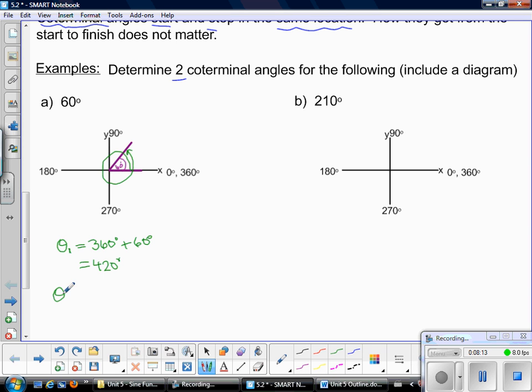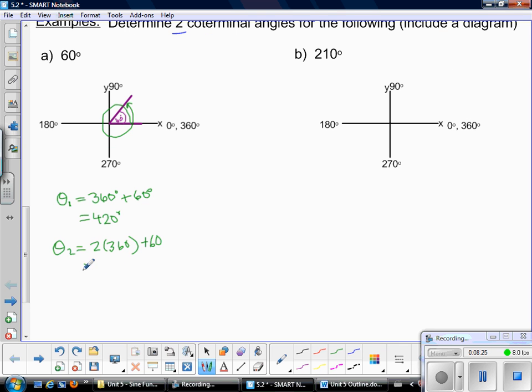Now I could go around 2 times and then stop at the same location. So I could get a second one by going 2 times the 360 and then add 60. So we would be at 720 plus the 60. So we would have, and these are degrees, 780. And there's nothing that says I can't go the other way too. So I think on the next question, I'll go the other way just so you can see how I could have negative coterminal angles as well.